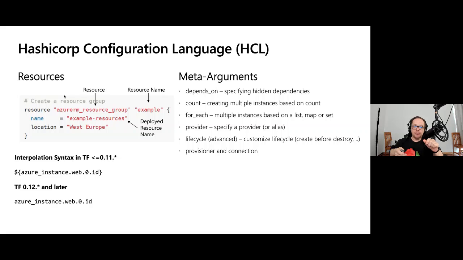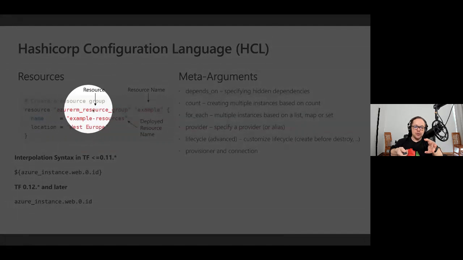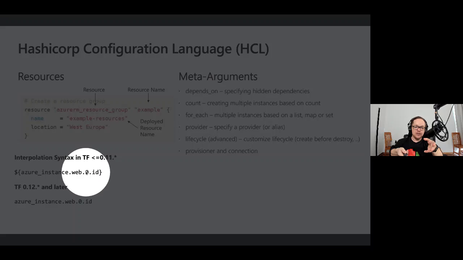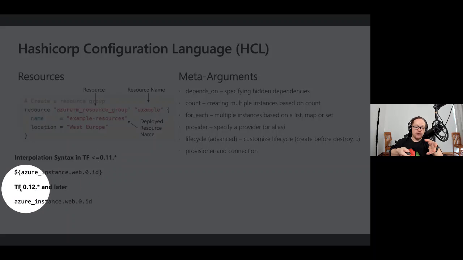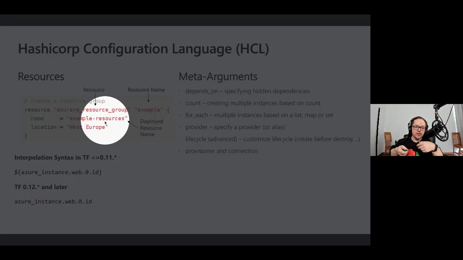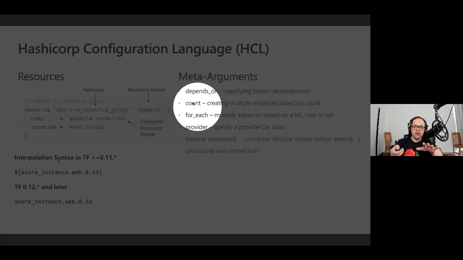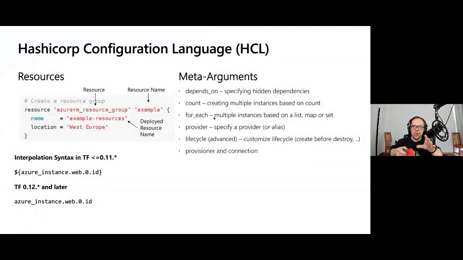And the nice thing about HashiCorp configuration language is it's very similar to YAML, and we mentioned YAML before. And it uses interpolation. So if you can see here, the Azure resource group there, you can interpolate it. So you can go azurerm_resource_group.web.0.id. That's in Terraform version less than 0.11. And then in Terraform 0.12 and later, you can just use a plain syntax like they've got there. And then you can interpolate it and use meta arguments: depends_on, count, for_each, provider, lifecycle, provisioner and connection, to have almost a scripting language inside your HCL.